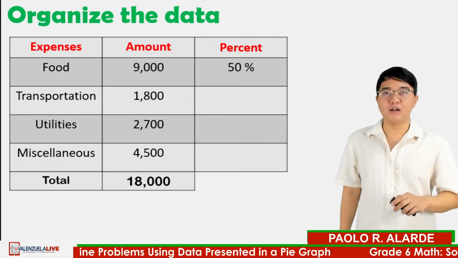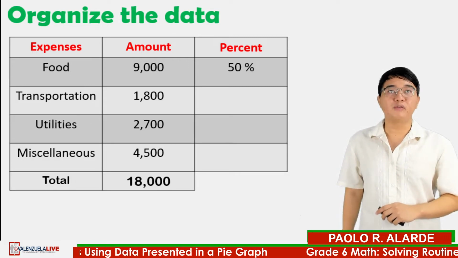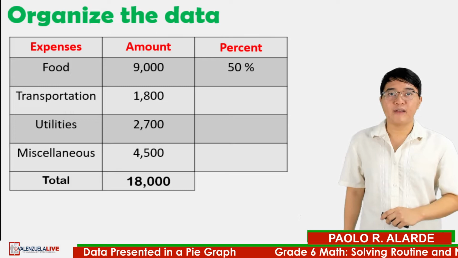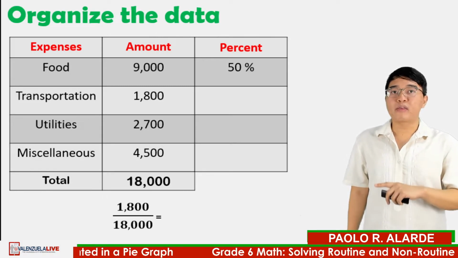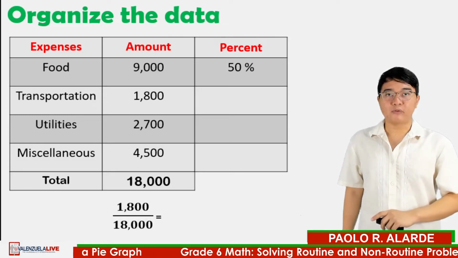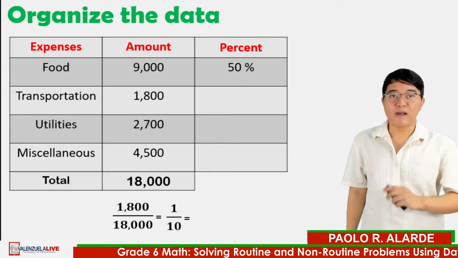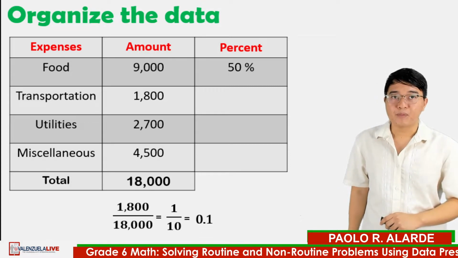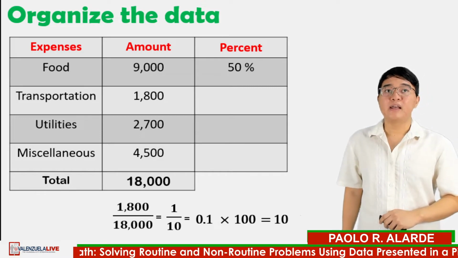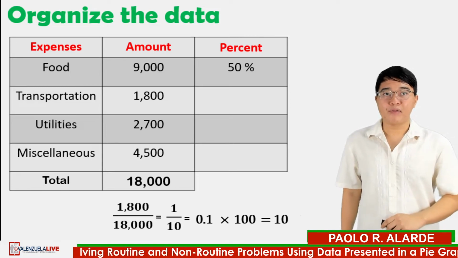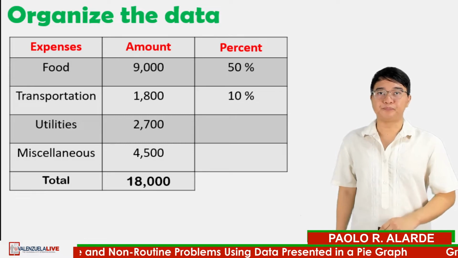Now, let's move on to the second expense, which is the transportation. Transportation is 1,800, and if we divide it by 18,000, that would become 1,800 divided by 18,000, and if we simplify it, it'll give you 1/10, and 1/10 is 0.1 in decimal form, and 0.1 times 100 is 10. So 1,800 is 10% of 18,000.